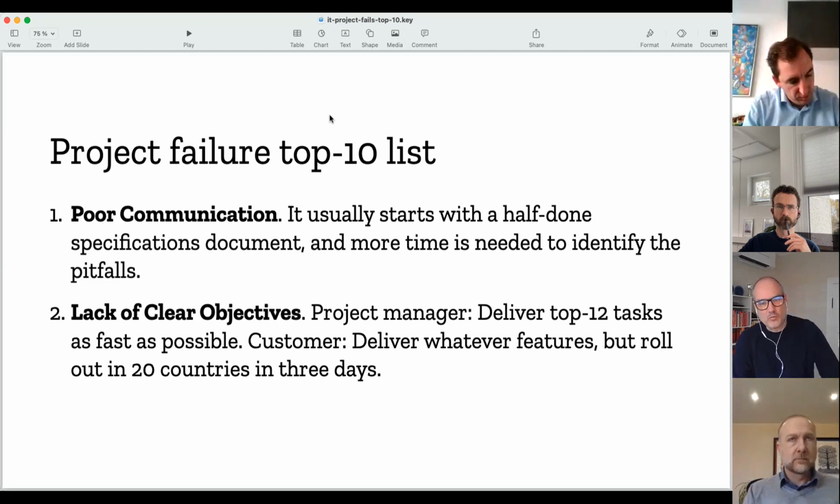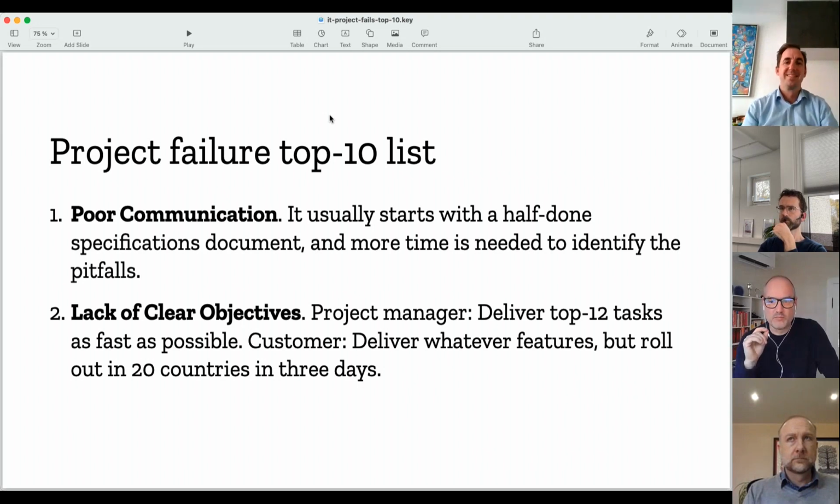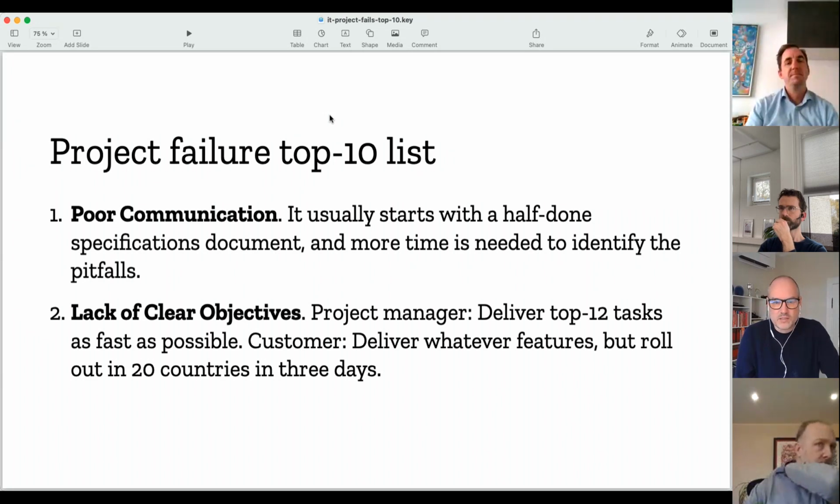So in one project, I asked the project manager, what is the key objective here? And the project manager, she had a top 20 list and said, once we have finished the top 12 tasks, we are going to ship. And then I asked the customer, what's important to you? And he said he didn't care at all about the top 20 list or the top 12 list. What he wanted was to be able to ship this, roll it out in 300 locations in 20 countries and never get a phone call. So if you ask around, you'll find out that objectives are quite often different, which means that they are definitely not clear.